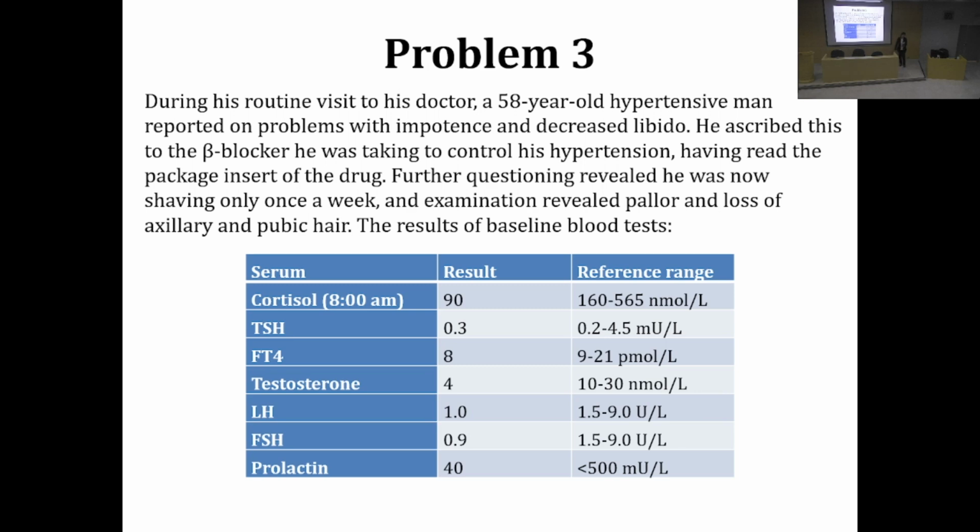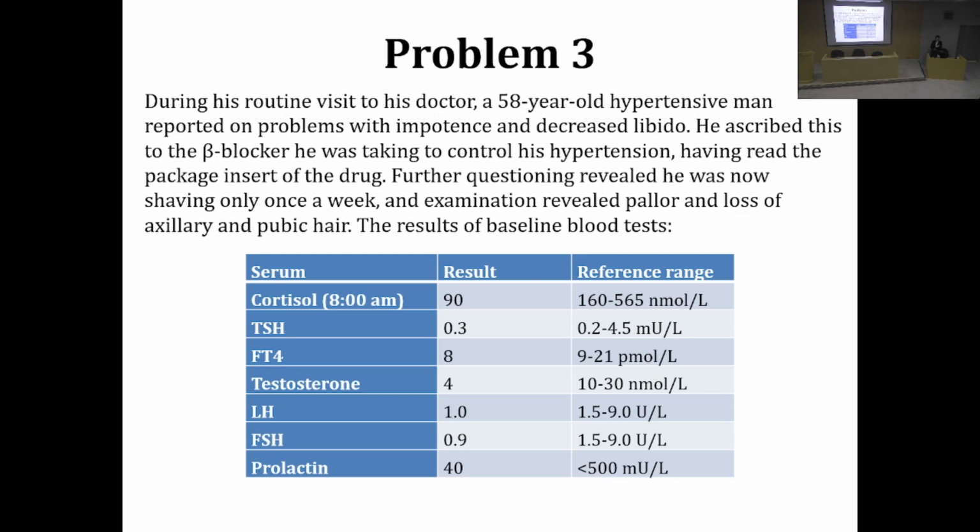Problem 3. During his routine visit to his doctor, a 58-year-old hypertensive man reported problems with impotence and decreased libido. He ascribed this to the beta blocker he was taking to control his hypertension, having read the package insert of the drug. Further questioning revealed he was now shaving only once a week, and examination revealed pallor, loss of axillary and pubic hair, and the results of baseline blood tests are shown.